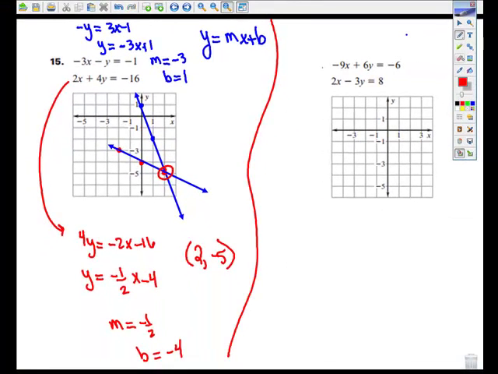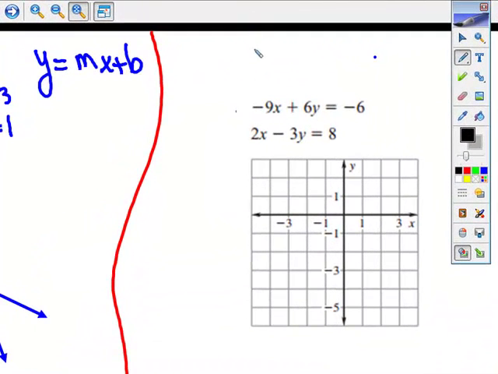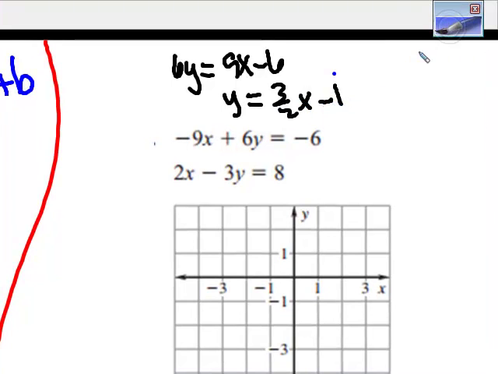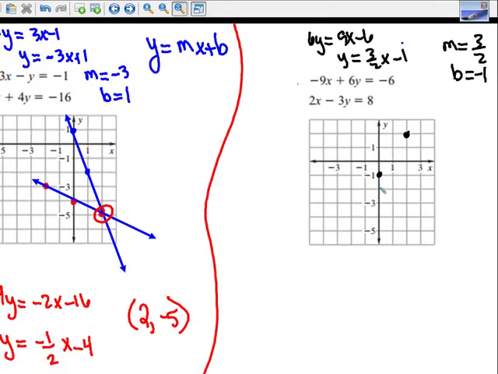Now let's try these. So the first thing I'm going to do here is add the 9x, so 6y equals 9x minus 6. Divide by 6, and y would equal 3/2 x minus 1. Again, my slope is 3/2, my y-intercept is -1. So up 1, 2, 3, and to the right 2, or down 1, 2, 3, and to the left 2.